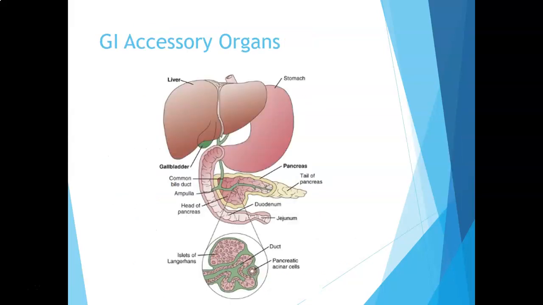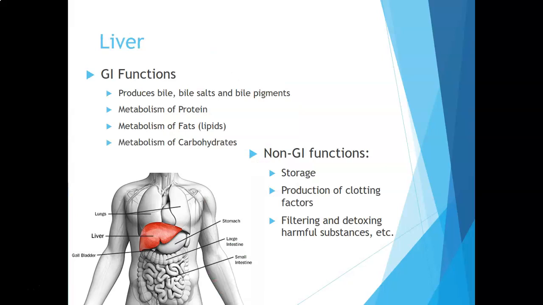Here we have a nice picture of our GI accessory organs. The accessory organs of the GI system are going to be your liver, gallbladder, and pancreas. We'll go into some detail on those. So for the liver, in the notes section of this part, there is another YouTube video that goes into some detail about liver. Use it if you need it.